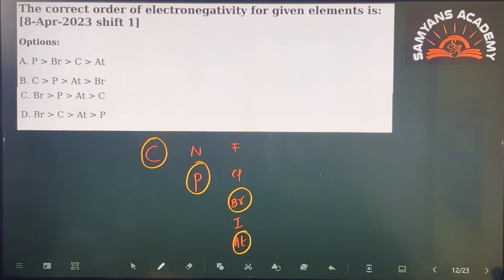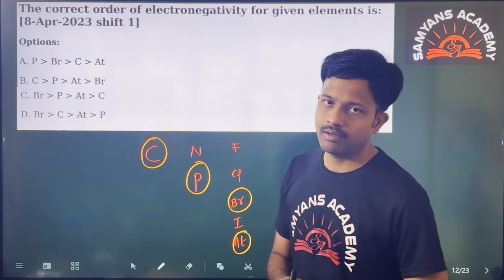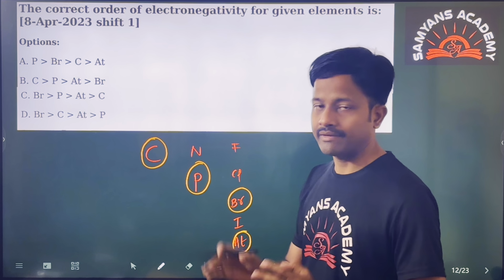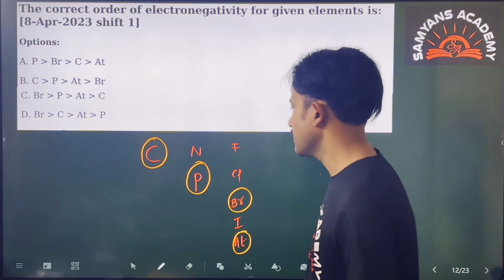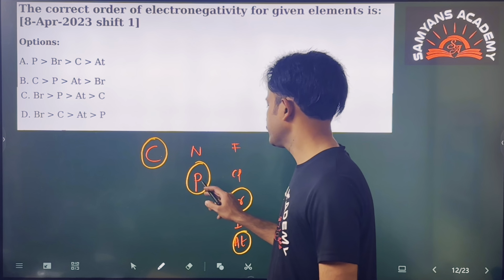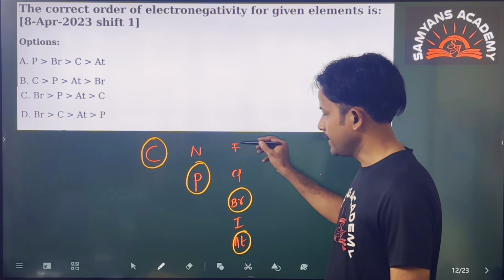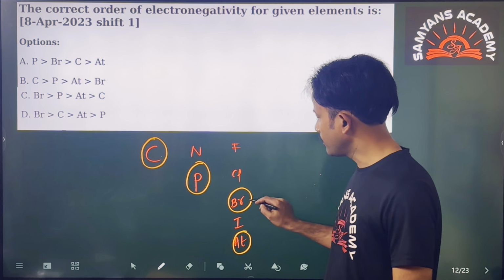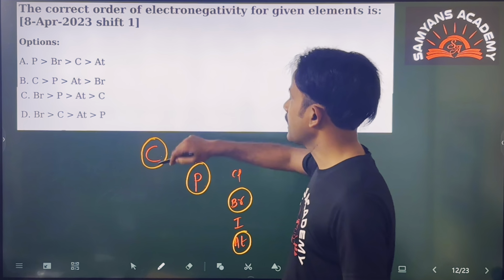In between carbon and bromine, you see seventh group elements have more electron affinity compared to all others. So now you see carbon, phosphorus, bromine, astatine. Being in the seventh group, bromine has more electron affinity than carbon.